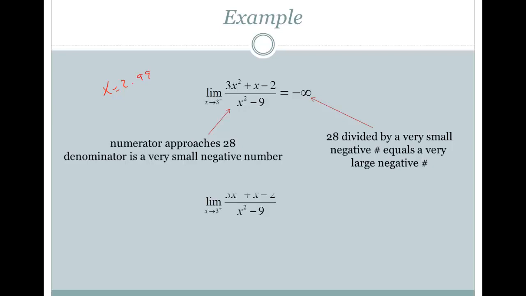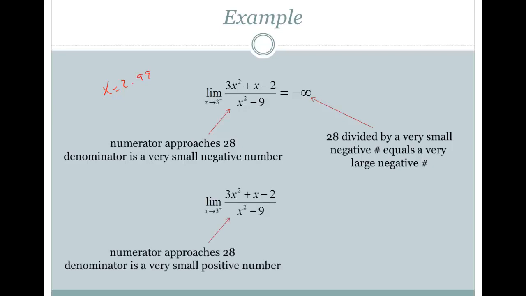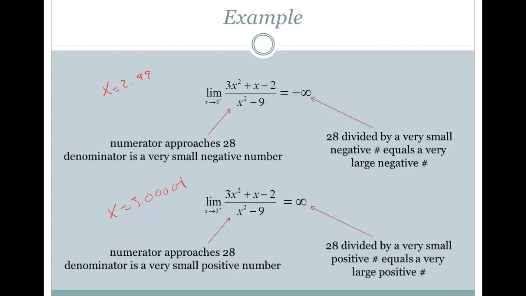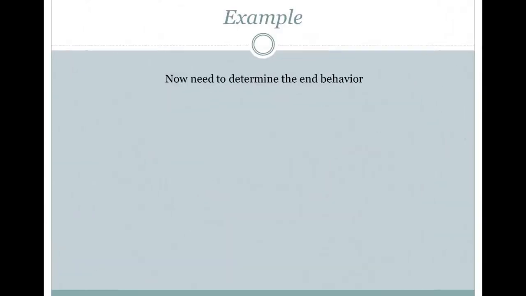Okay? Let's come on the other side. If I come in from the right, I'm talking about x is equal to 3.00001. Okay? They're going to be a little bit bigger than 9. I'm going to get a small positive number. 28 divided by a small positive number is going to go off to positive infinity. Okay? So that's what happens when I approach my two vertical asymptotes.